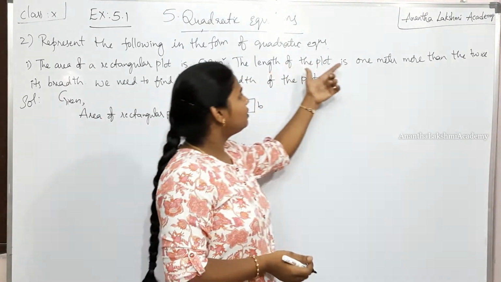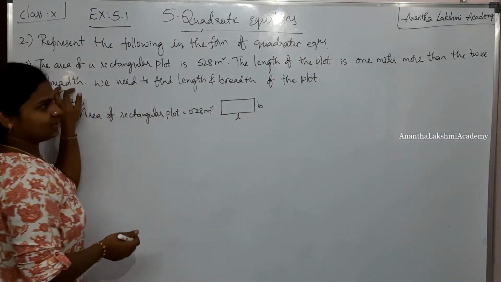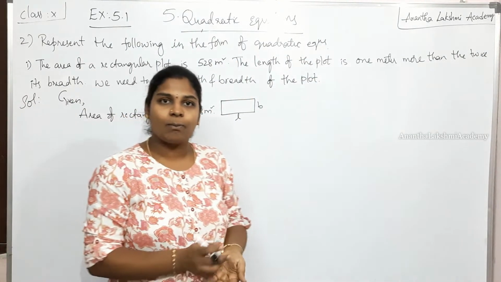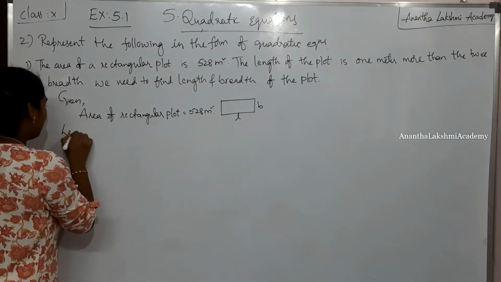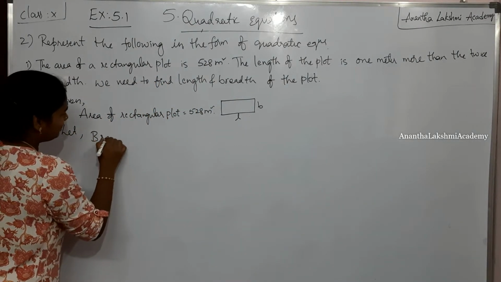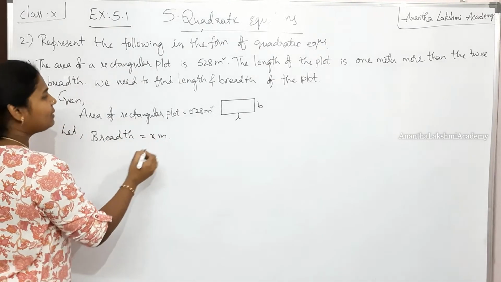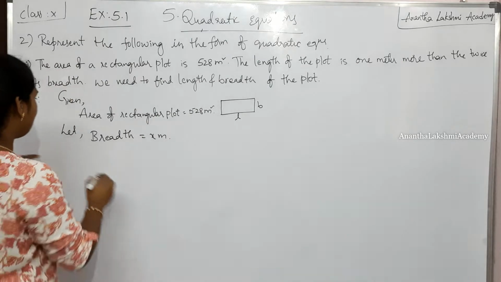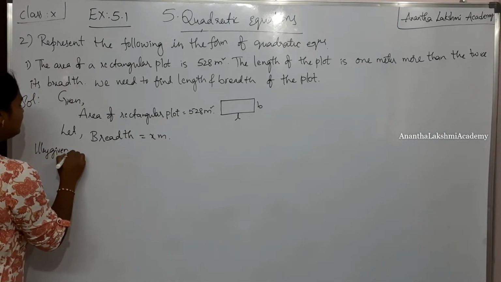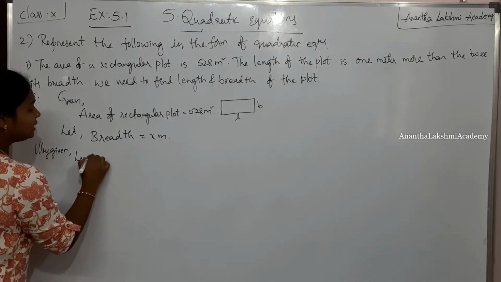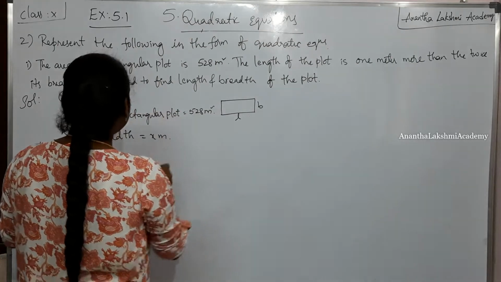Now, the length of the plot is 1 meter more than twice its breadth. The length is dependent upon the breadth. So, let us consider the breadth of the rectangle to be x meters. Now, what happens to the length? What is given? Length is 1 meter more than twice its breadth.